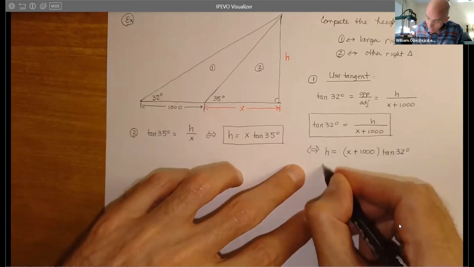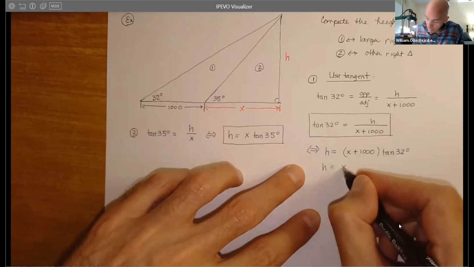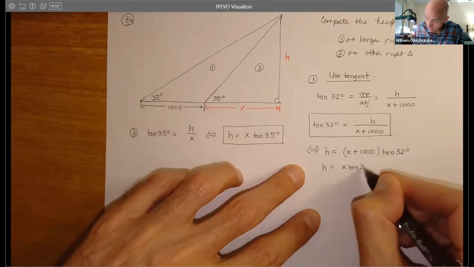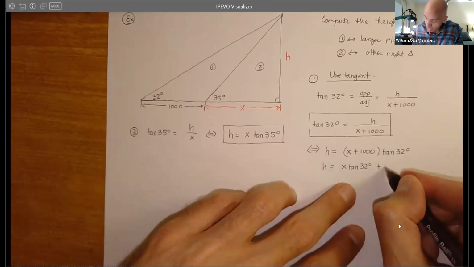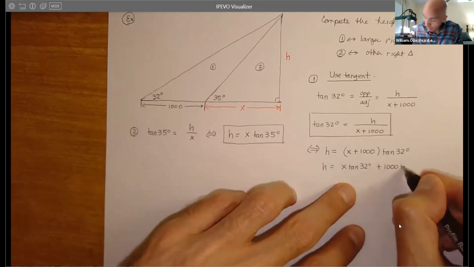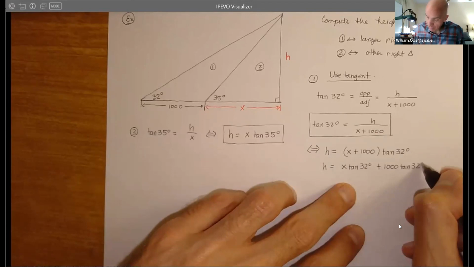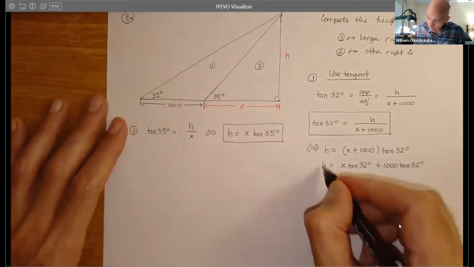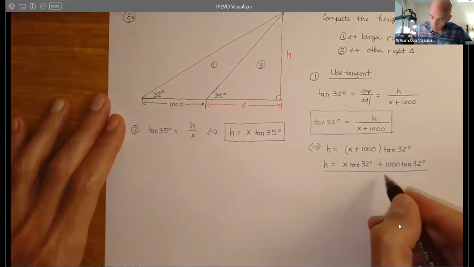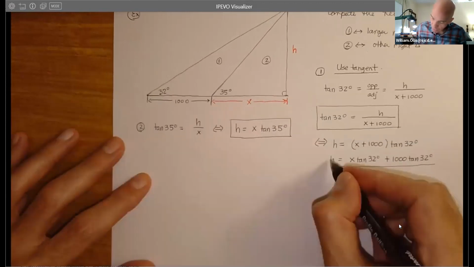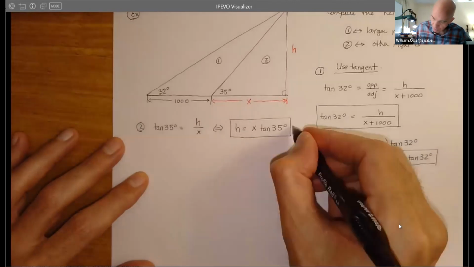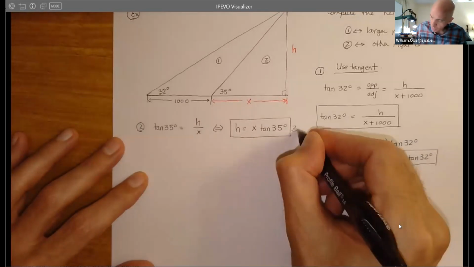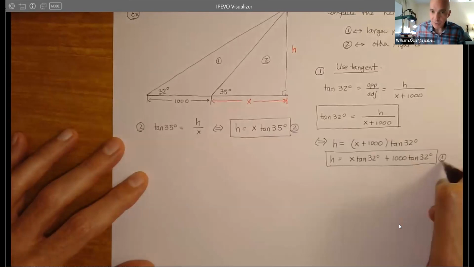So h equals x times tangent of 32 degrees. I'm just putting the degrees so you remember it's degrees and not radians, plus 1,000 times tangent of 32 degrees. So that's even better. So now we can solve for x. We'll just call this 2, and we'll call this 1 since they come from those respective triangles.